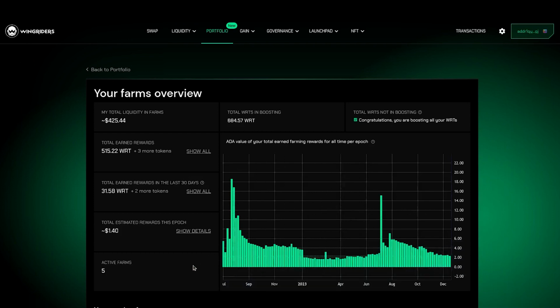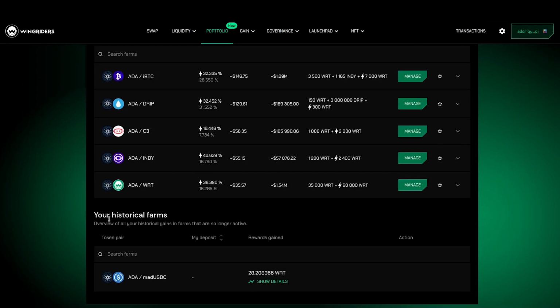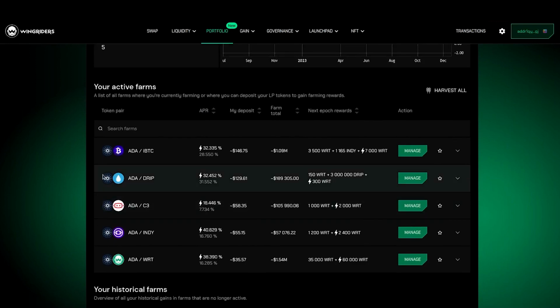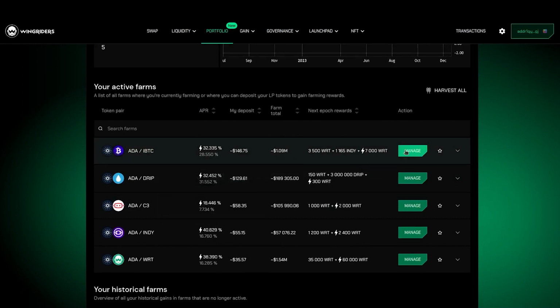On the right, there is a chart for the total ADA value of your earned farming rewards in each epoch. Below are 2 tables, one for your active farming positions and another one for your historical farming positions. In these tables, you can see a detailed overview of each farm and manage your deposit.